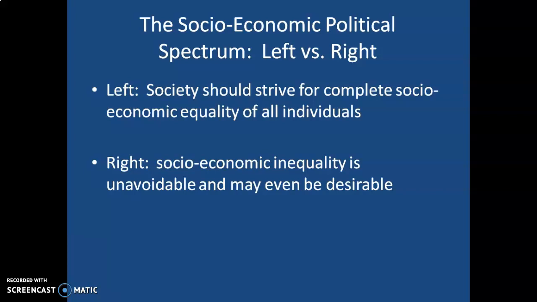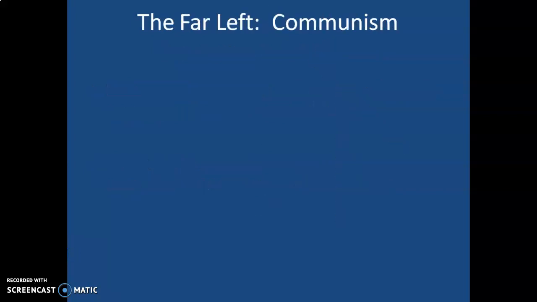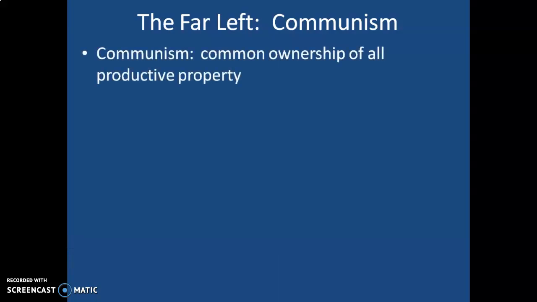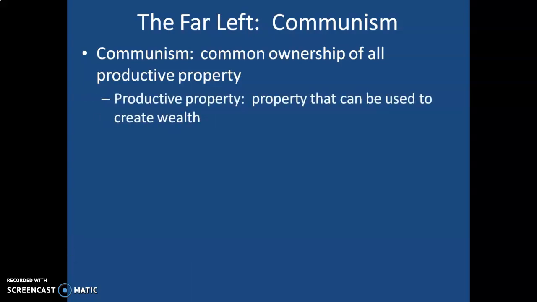So let's go ahead and get started and look at the different types of socioeconomic systems, beginning with the far left. Some of this will be very familiar to you from our look at different types of economic systems, because really we're talking about that again, in the way, though, that the economic systems are reflected in political systems as well. So the far left, we have communism, and you might remember that communism technically is the common ownership of all productive property. Productive property is that property which can be used to create wealth. From an economic standpoint, we're talking about the factors of production, land, labor, capital, that sort of thing.